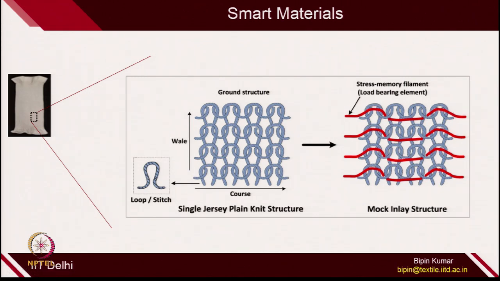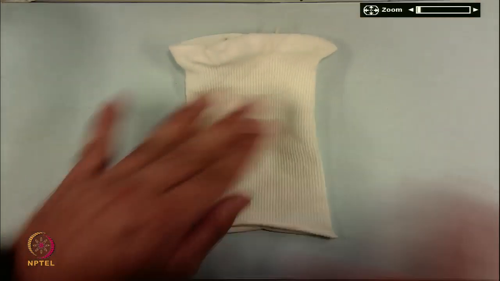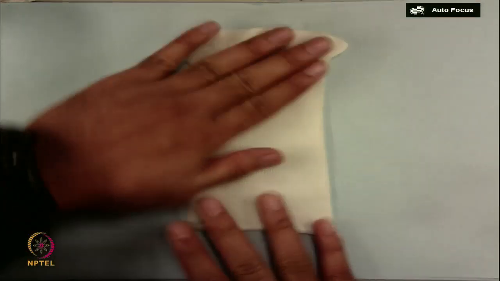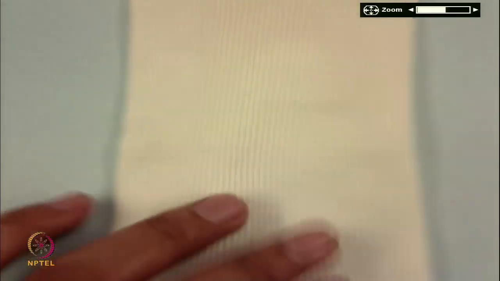So, let me show you this fabric, in the form of tuck and float. This is the smart stocking, a kind of stocking, this is smart fabric, and if I zoom in for you, you will be able to see those smart filaments in this. Now you can see this is the smart filament which is floating in the form of tuck and float in this structure.